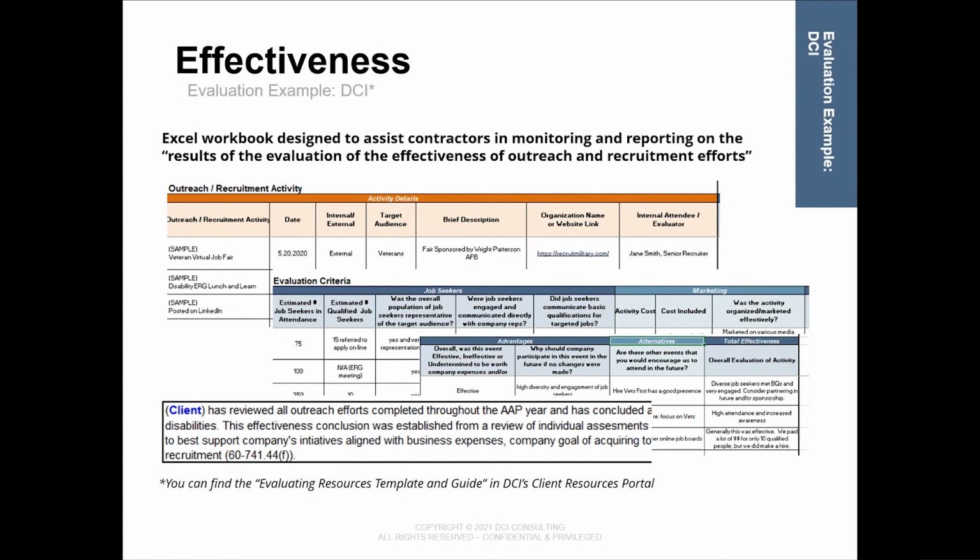So this DCI template here is a great example of recording your outreach and recruitment activities, having that pre-established evaluation criteria for effectiveness, and then being able to use that to create this totality statement. You might want to consider creating a template log such as this, or using this if you want to go in the DCI client portal and grabbing this, and then if possible, requiring it to be turned into an affirmative action administrator for review and approval, maybe on a quarterly basis. And then this way you do know it's getting tracked and documented.